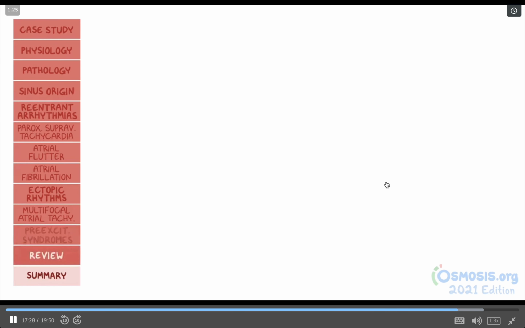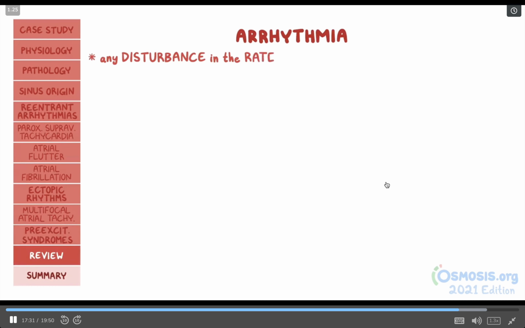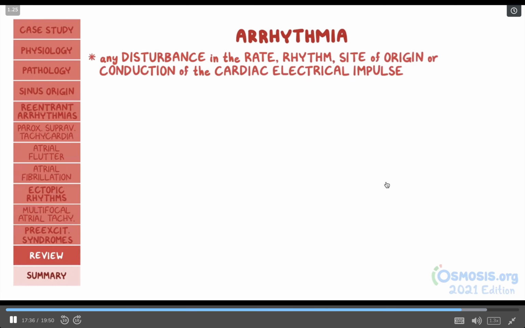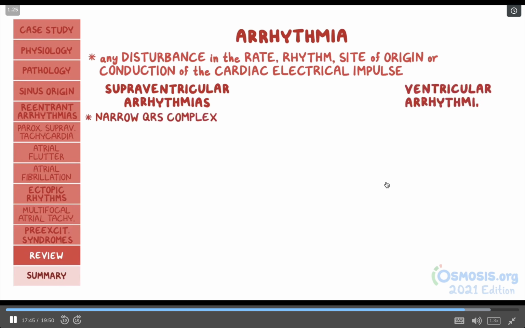All right, as a quick recap, an arrhythmia is any disturbance in the rate, rhythm, site of origin, or conduction of the cardiac electrical impulse. Arrhythmias can be classified based on their origin into supraventricular arrhythmias, which have a narrow QRS complex, or ventricular arrhythmias, which have a wide QRS complex. Supraventricular arrhythmias can be of sinus origin.